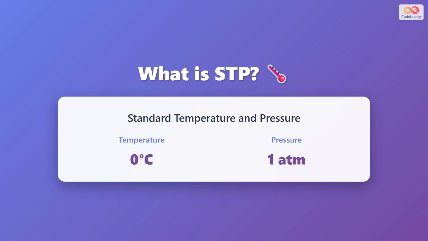Before we talk about molar volume, we need to understand what STP means. STP stands for standard temperature and pressure. These are specific conditions that chemists use as a reference point. Standard temperature is 0 degrees Celsius, which is the freezing point of water. Standard pressure is 1 atmosphere, which is the normal air pressure at sea level. Whenever you see STP mentioned in a problem, remember these two values, 0 degrees Celsius and 1 atmosphere.